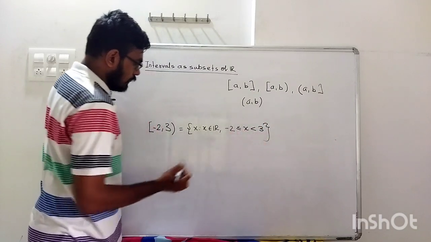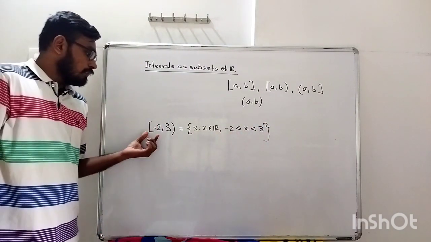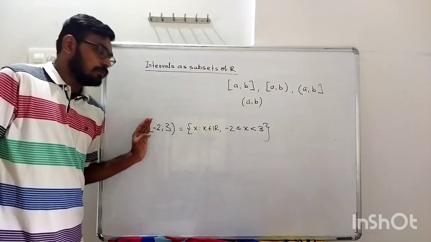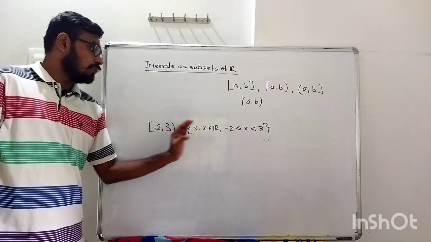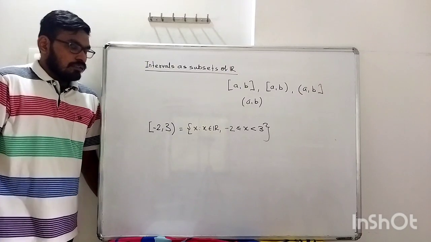Why do we put less than or equal to here? Because that is a square bracket. And what is the meaning of this? That means that -2 is there in that set, but 3 is not there in this set. Okay, that is the meaning of this. Understood?